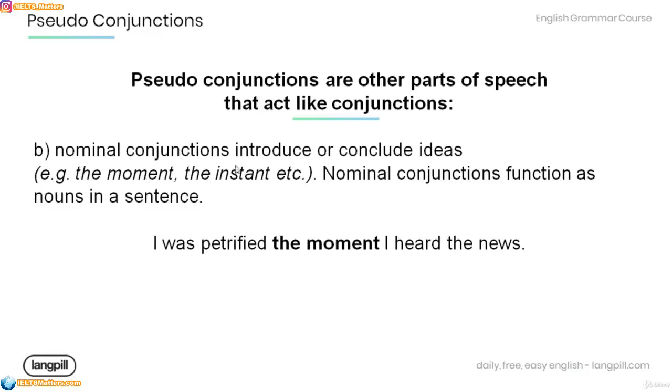B. Nominal conjunctions introduce or conclude ideas. For example, the moment, the instant, etc. Now, nominal conjunctions function as a noun in a sentence. Have a look at the example over here. I was petrified the moment I heard the news. The nominal conjunction, the moment, in this sentence is used to introduce the idea, I heard the news.